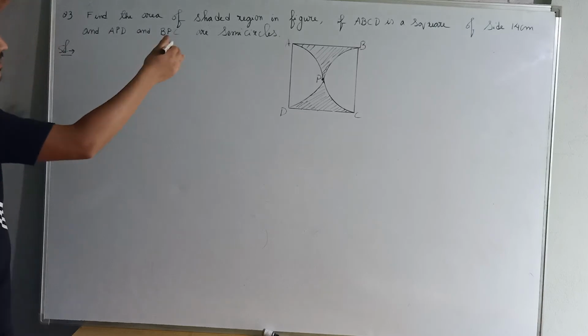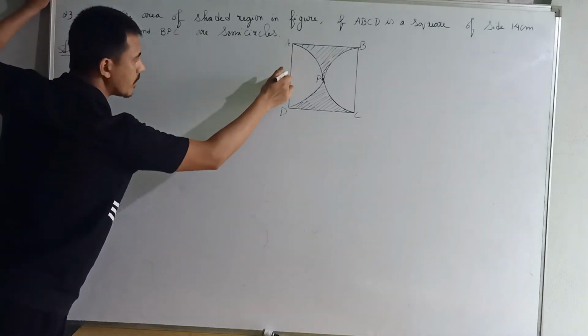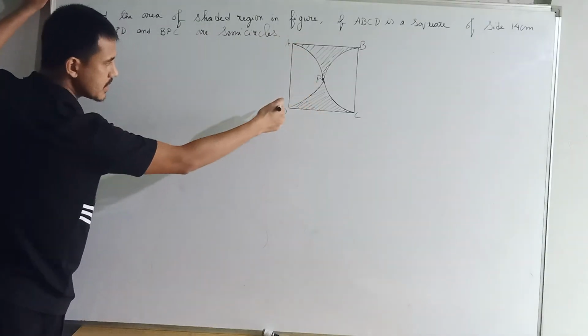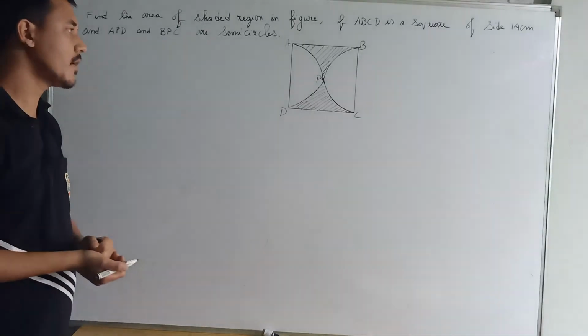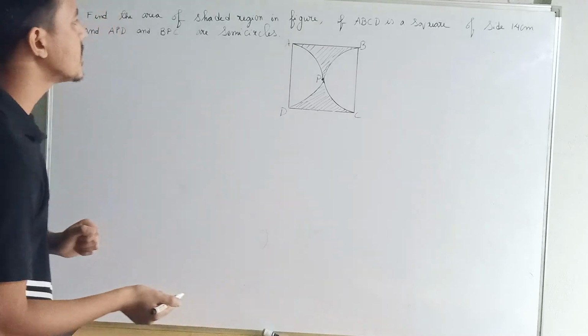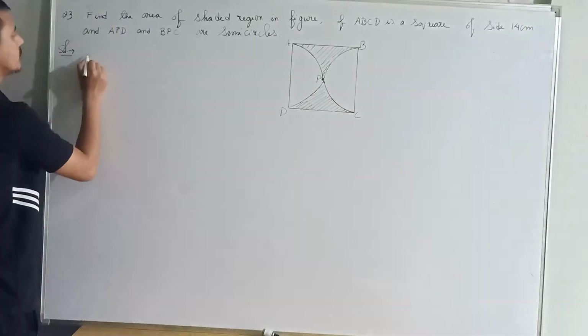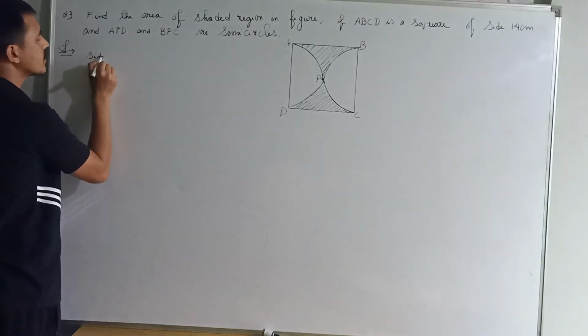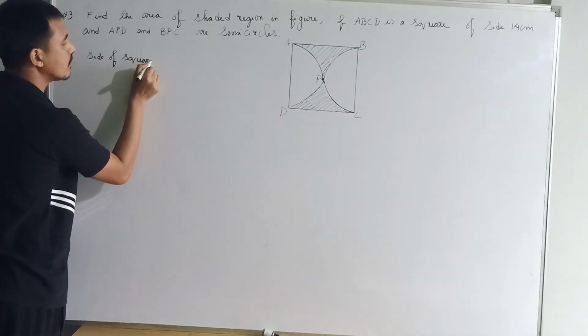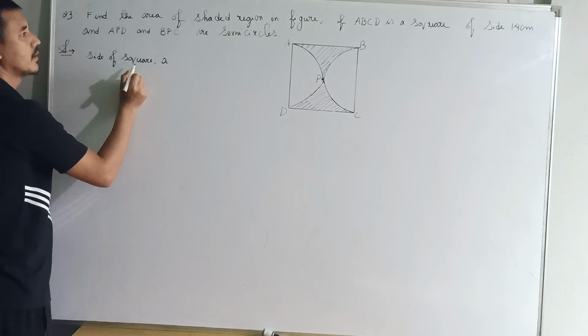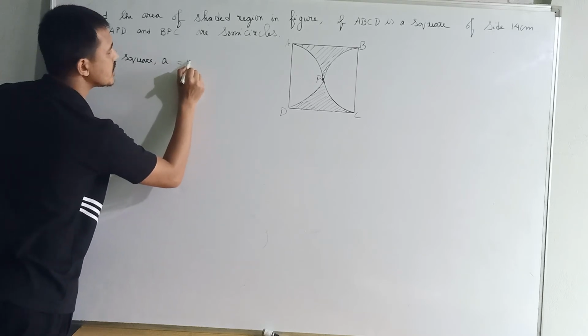Now the side of the square, okay, AB or BC, CD and AD represents the side of the square, and it is given to be 14 centimeter. So it's given side of square. Let me denote it by A. The side of the square is 14 centimeter.